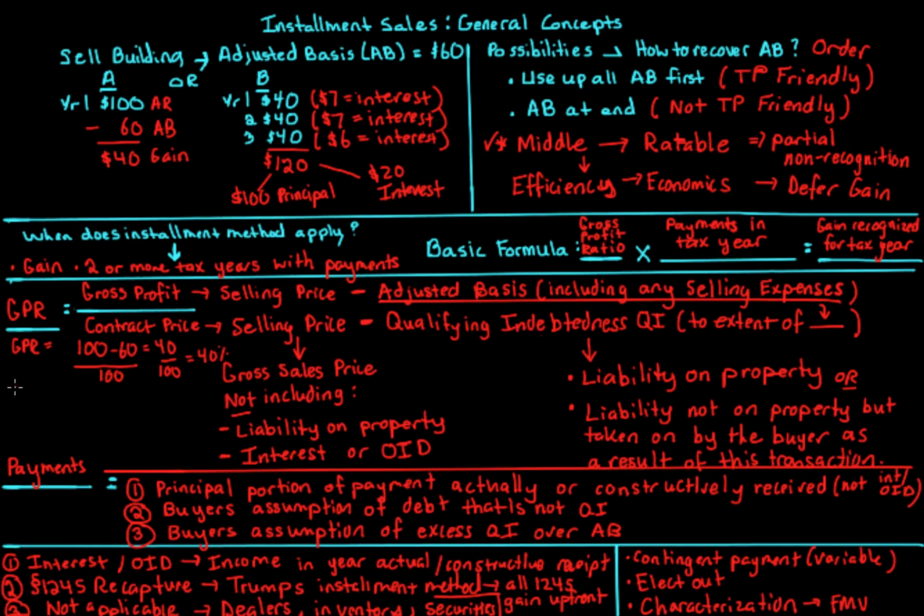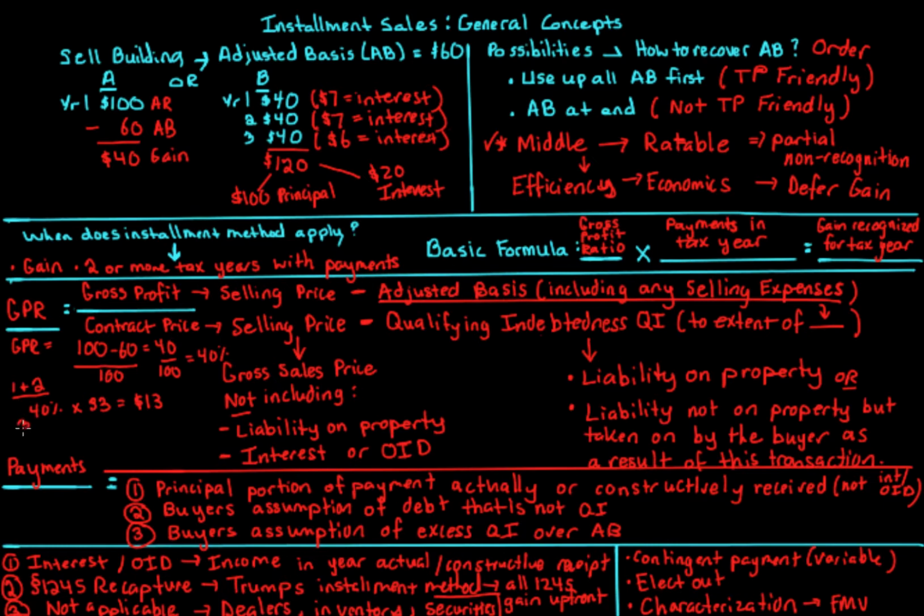So we apply it to years 1 and 2, because the payment is going to be the same. The payment is the principal portion of the payment actually or constructively received, not including interest or OID. So in years 1 and 2, the gross profit ratio, which is the same for years 1, 2, and 3, is 40% times the payment, which is 40 minus 7, which is 33. So 40% times 33 is $13.20, which we're going to round down to $13. So it's $13 in year 1, $13 in year 2 of recognized gain. 1231 gain, because that's the character.